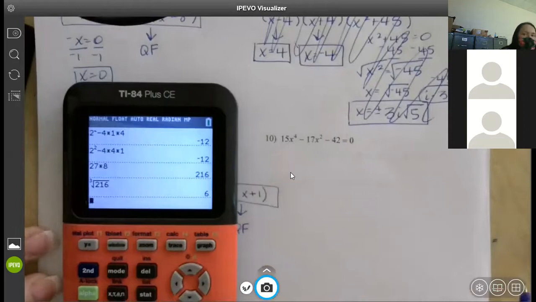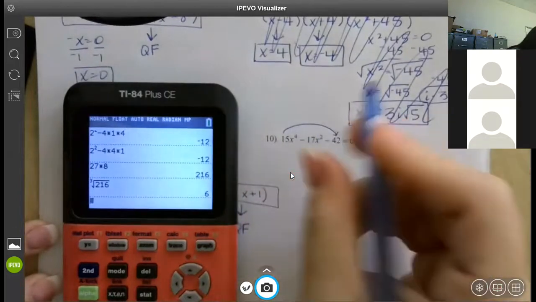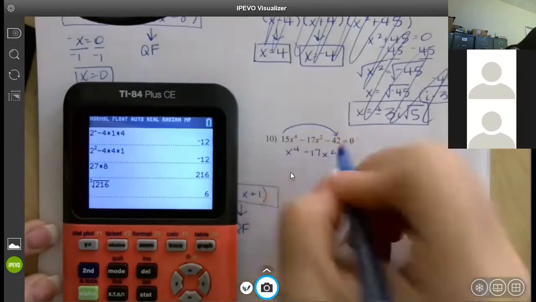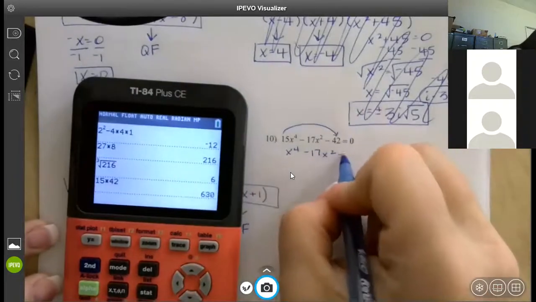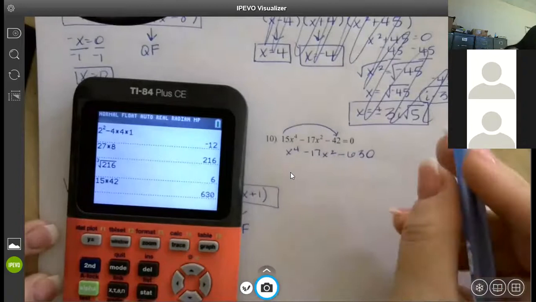15, 17, and 42 do not have a GCF. So we're going to slide it over. We get x to the 4th minus 17x squared minus 630. Please remind me to divide. I do that all the time. I expect you guys to make that mistake every now and then, so don't stress out too much, okay?